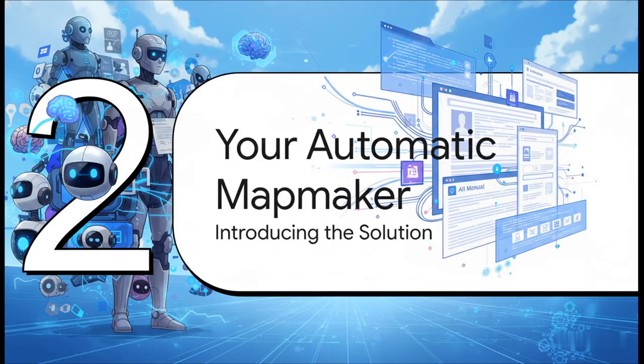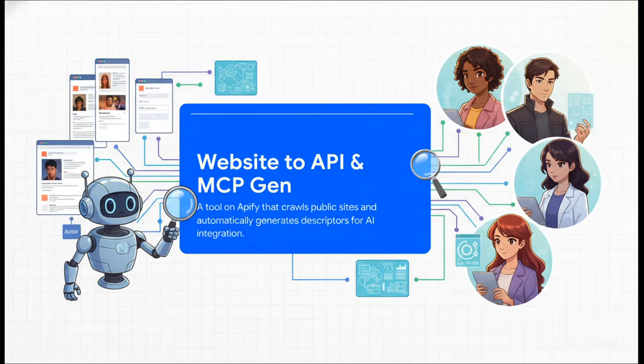And that leads us right to our solution, the automatic map maker. This is where our tool comes into play. It's designed to automatically create that user manual we were just talking about for pretty much any public website out there. So this tool, which lives on the Apify platform, is called an actor. You can just think of it as a specialized program in the cloud. What it does is it systematically browses or crawls a website, and as it goes, it intelligently spots all the useful bits like articles, products, and forms, and then it generates these special files called descriptors. And these descriptors, well, that's the map your AI is going to follow.